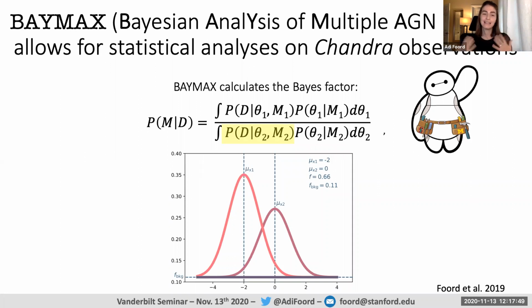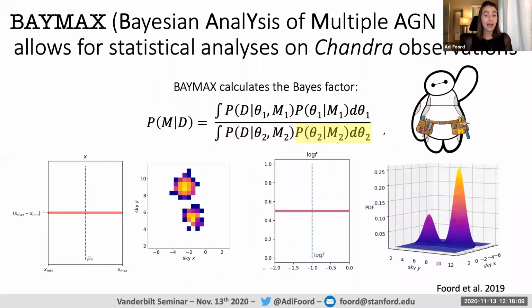BAYMAX calculates the likelihood densities by generating likelihood models. And it does this by modeling the unique PSF for a given observation. And we can do this because there's a software called MARCS that contains detailed models for Chandra's high resolution mirror assembly.